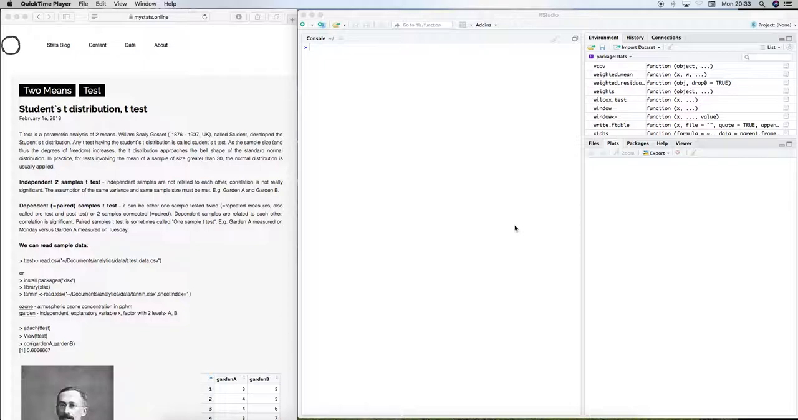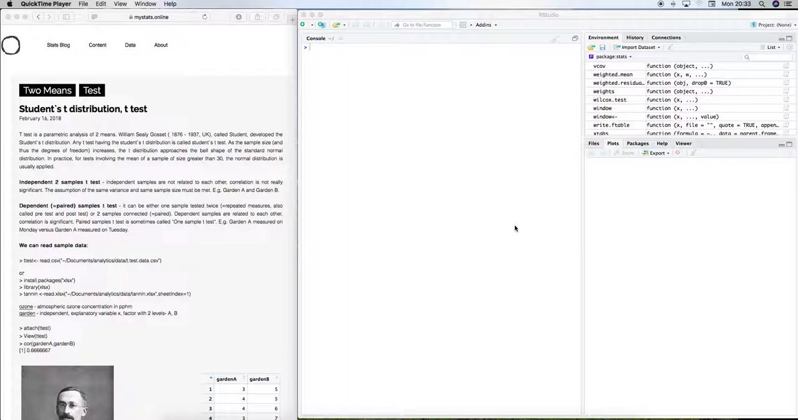The t-test is a parametric analysis of two means or two samples. At the end of the 19th century, it was William Gosset, who called himself a student, who developed the student's t-distribution. And each test having this t-distribution afterwards is called the t-test.